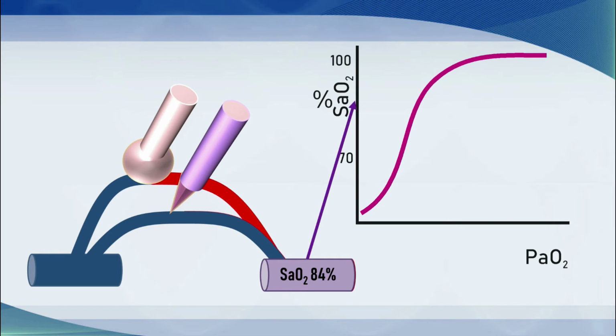When you look at where this puts the patient on the oxyhemoglobin dissociation curve, it's here, 84%, translating into a PaO2 of 60 millimeters of mercury or 8 kilopascals. And this is the negative impact of right to left intrapulmonary shunt on oxygenation, and it is hugely problematic.